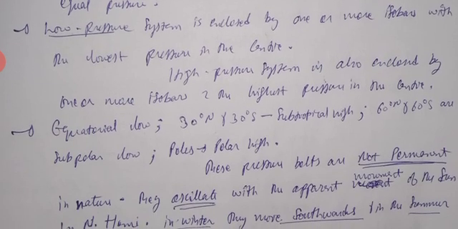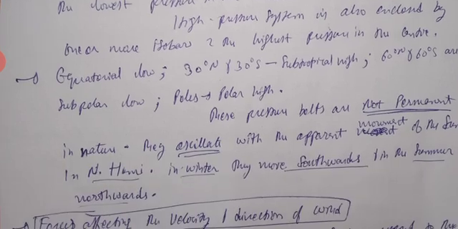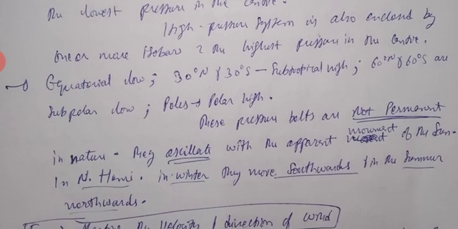Next point, a low pressure system is enclosed by one or more isobars with the lowest pressure in the center. A high pressure system is also enclosed by one or more isobars with the highest pressure in the center. So in a low pressure system there is the lowest pressure in the center, in a high pressure system there is the highest pressure in the center.